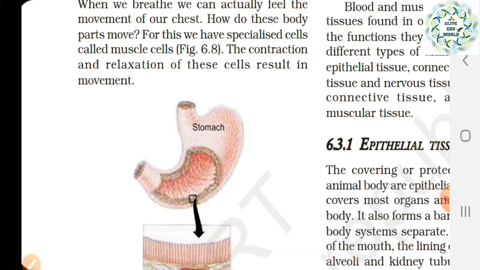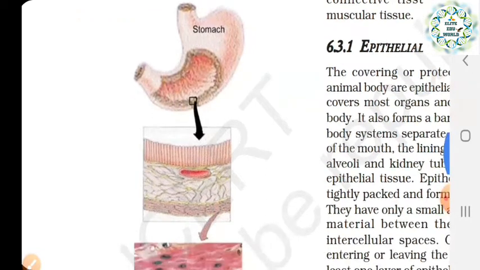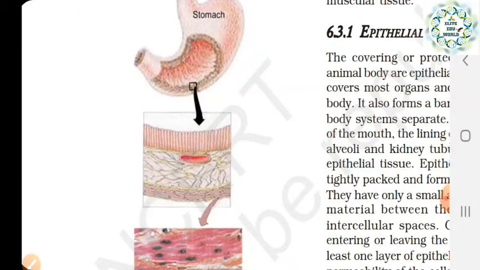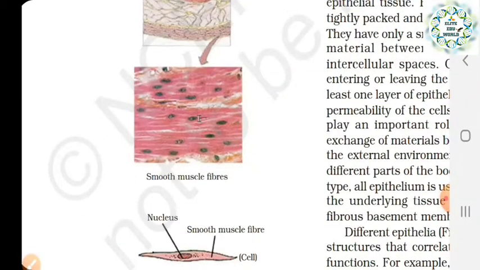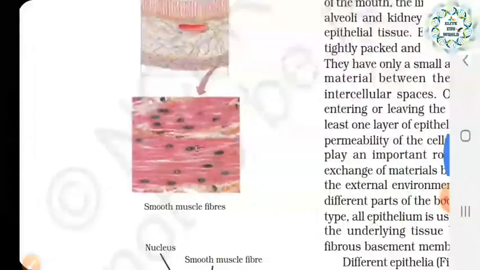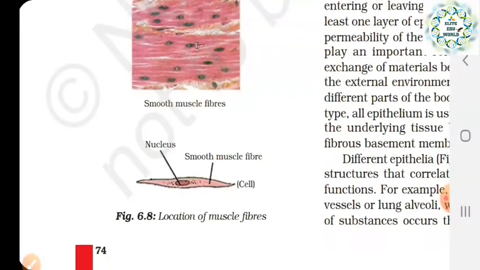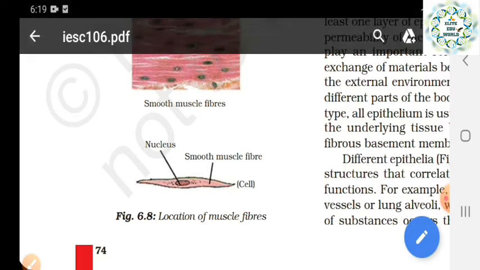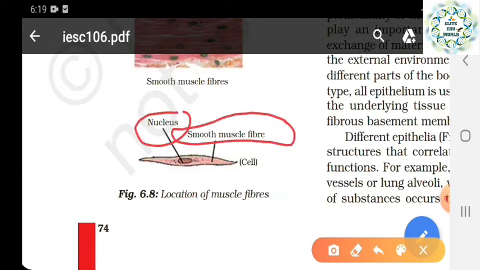Here one diagram is shown, that of the stomach. When we look at the diagram, it provides a view of the different tissues and the structure of the smooth muscle cells. The outer layer of the stomach is made of smooth muscle cells, and the location of the muscle fiber is actually a single muscle cell. It has a nucleus and smooth muscle fibers.